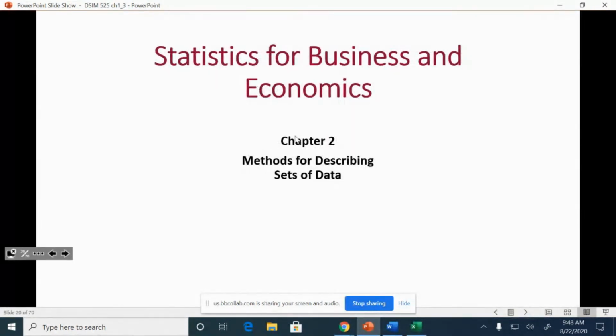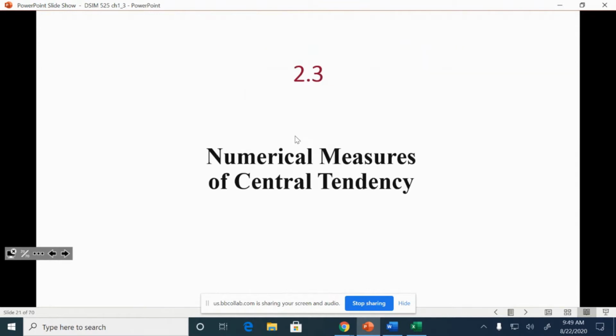Okay, so that's chapter 1. Pretty low-level definition. So in chapter 2, we're going to talk about methods for describing data. We're going to start with numerical measures of central tendency.